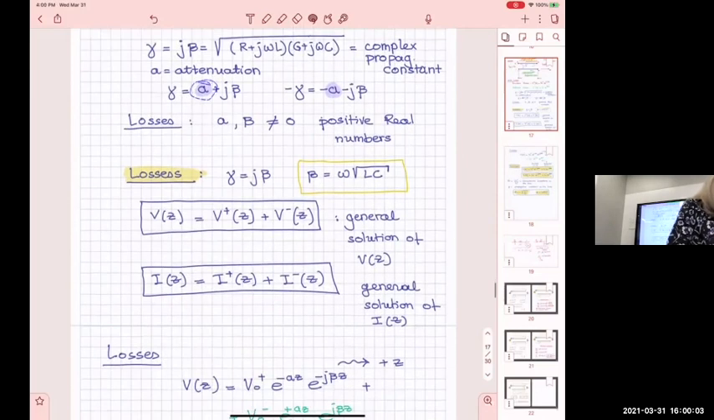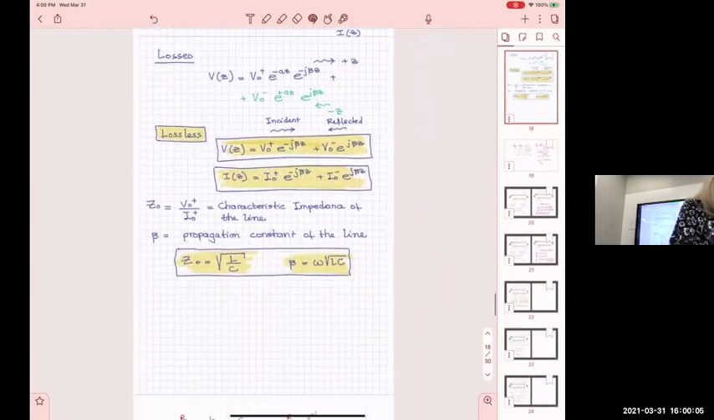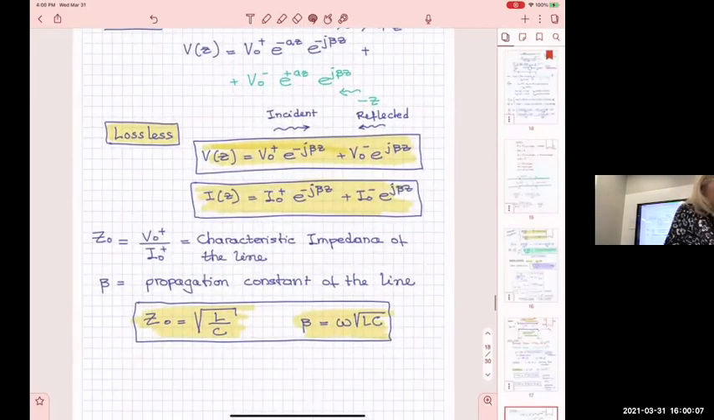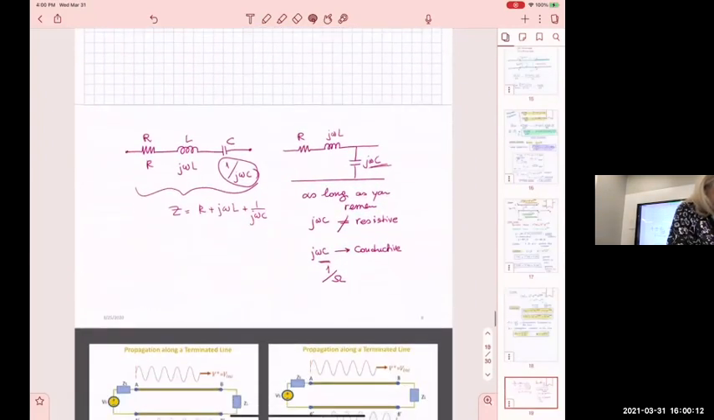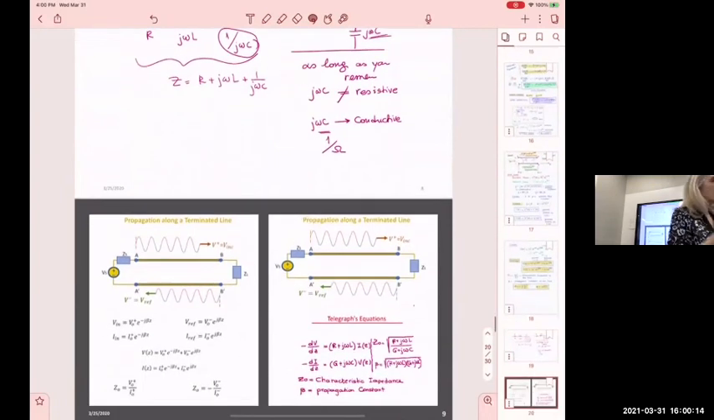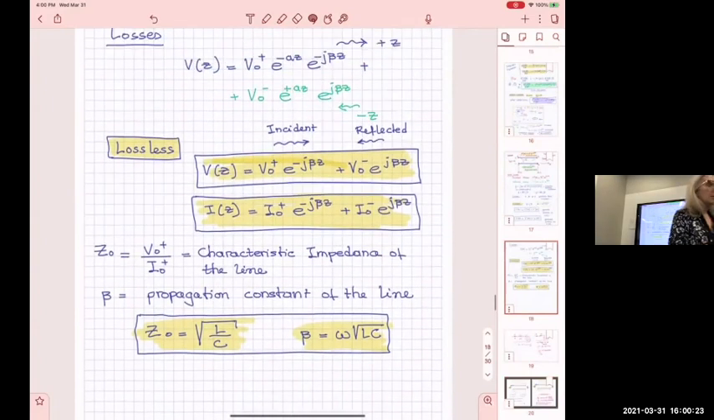Okay. So these are the expressions that I have here, and that's where we are going to stop. What we are going to do next time is put a load at the end, and then we start solving problems. This is all of the theory. This is everything you need to know about transmission lines right now to be able to solve problems, no more than that. So these equations, I want you to remember them.